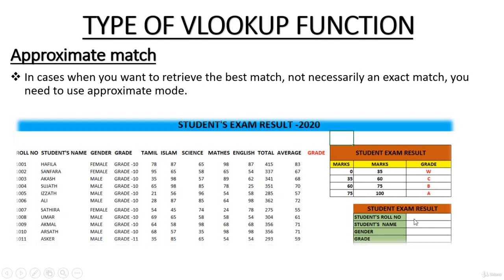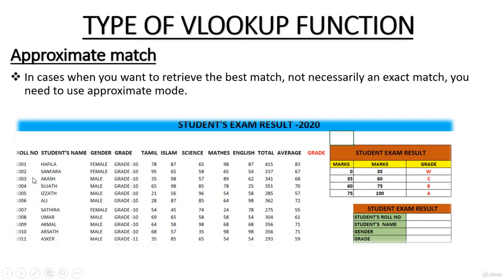If I enter the student roll number, student name, it should be an exact match of what appears here, and gender should appear as exactly contained. So we have to use an exact match for student name and gender, but the grade is an approximate match, because if the student gets marks between 0 to 35, the grade should become W here. If the student gets 35 to 60, the grade should become C. If the student gets 60 to 75, the grade should become B. If the student gets 75 to 100, the grade should become A here. So this is called an approximate match.